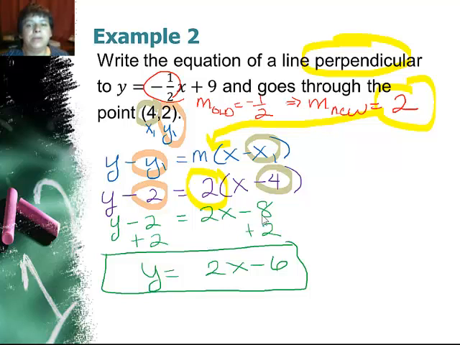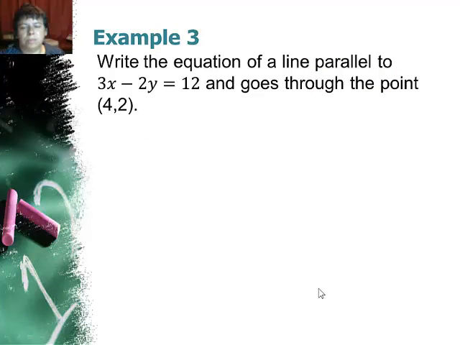So you get y minus 2 equals 2x minus 8. Add 2 to both sides, and you get the equation in the slope-intercept form: y equals 2x minus 6. So it has a slope of 2 and a y-intercept of negative 6.